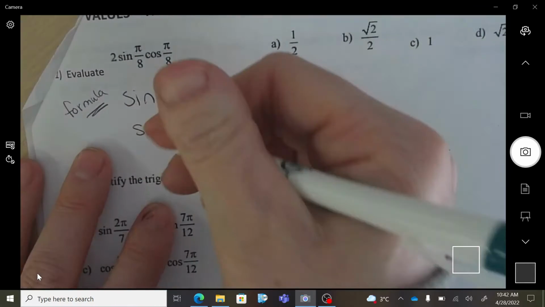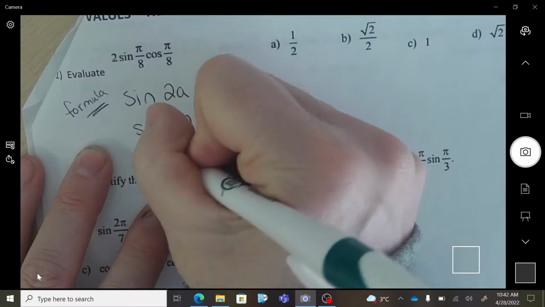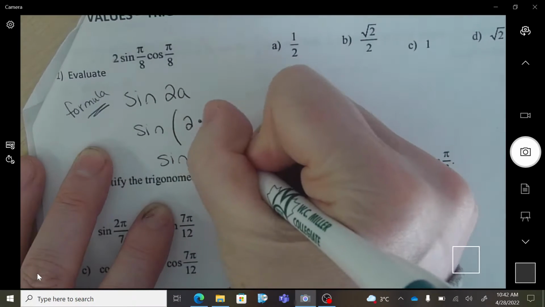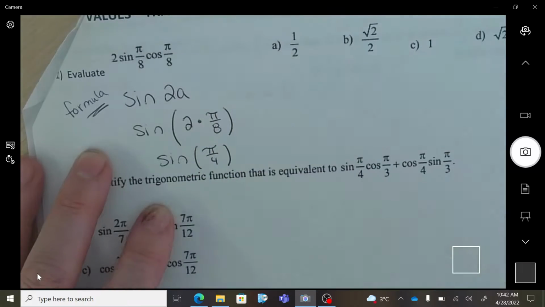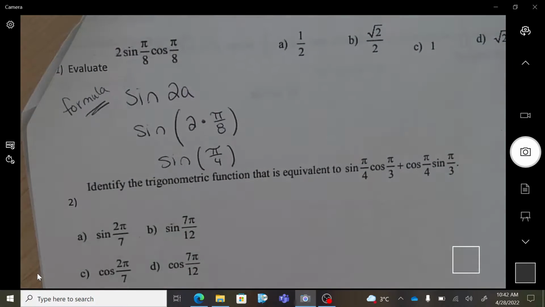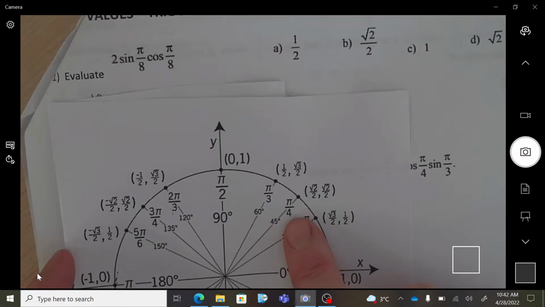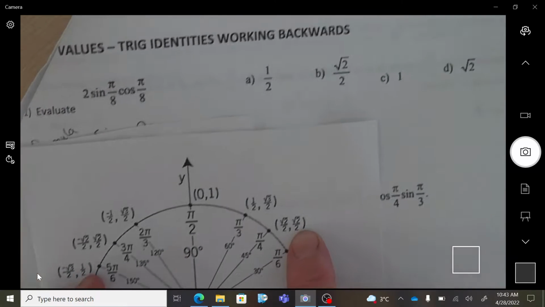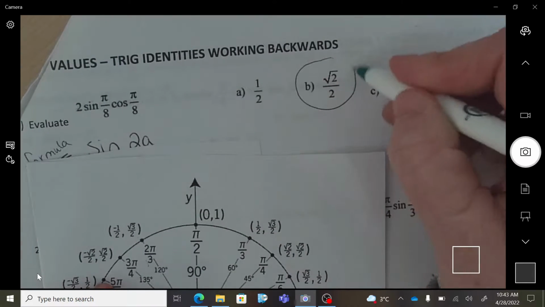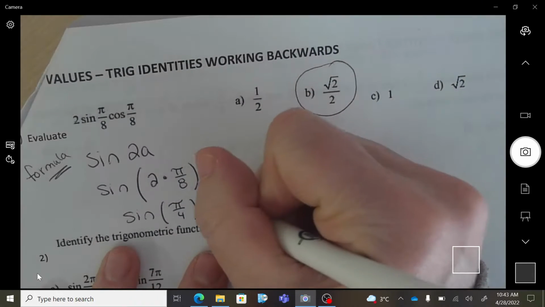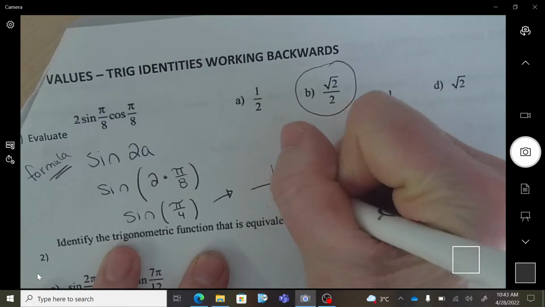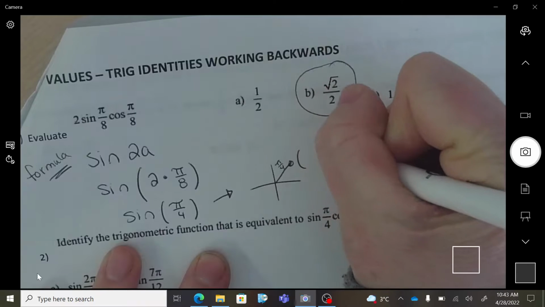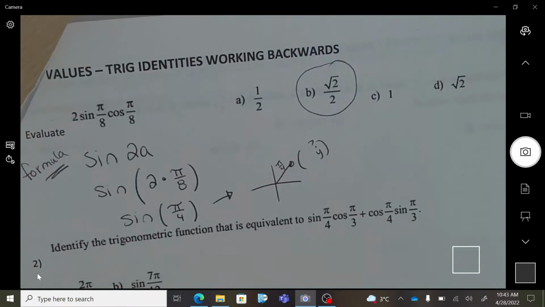Okay, so this would make, you can reduce the 2 and the 8, so pi over 4. And then I go to my unit circle, and at pi over 4, the sine value is root 2 over 2. Okay, so that's what I'm looking at.